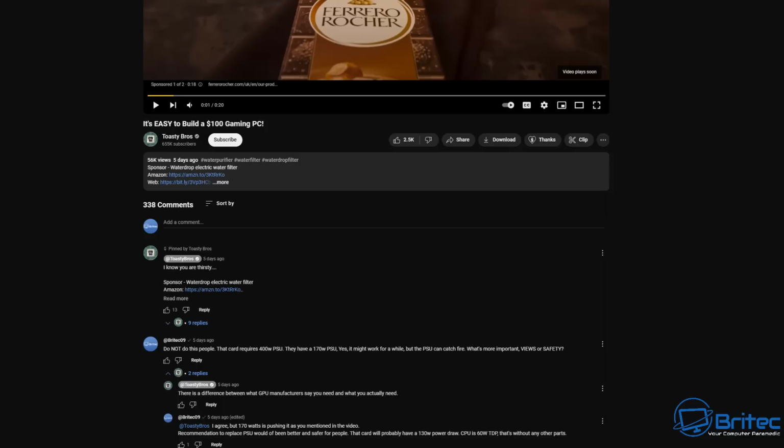So I left a comment to say, do not do this, people. That card requires a 400-watt power supply. They have a 170-watt PSU. Yes, it might work for a while, but the PSU can catch fire. What's more important, views or safety?